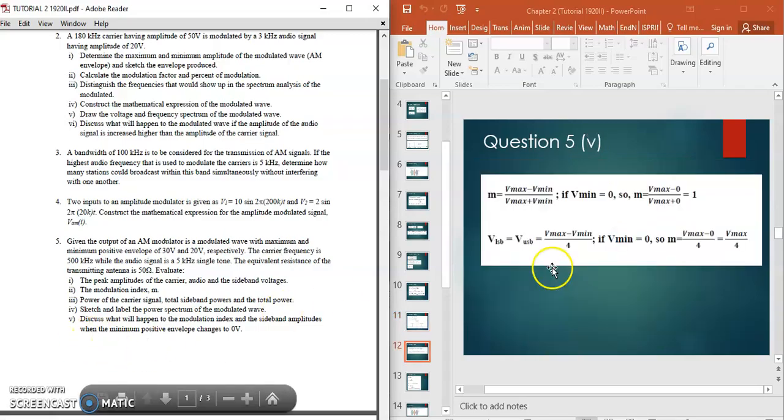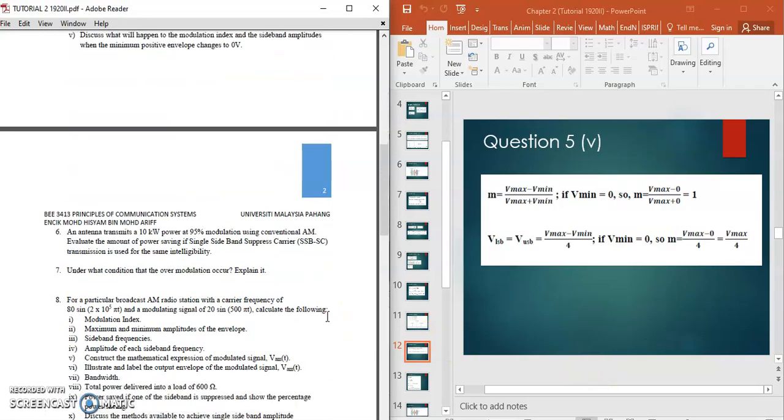Then we discuss what happens to the modulation index and the sideband amplitude when the minimum positive envelope changes to 0. You must know this formula, and then you put in what happens if Vmin equals 0. From the formula you can verify. So this is the discussion, it can be in other forms.